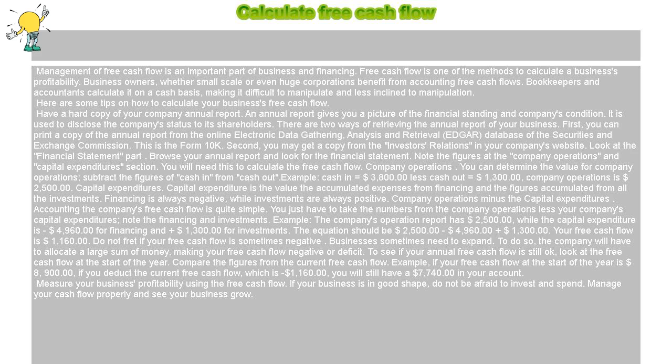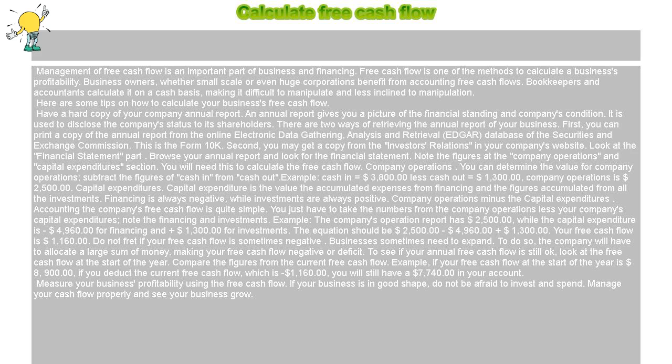There are two ways of retrieving the annual report of your business. First, you can print a copy of the annual report from the online Electronic Data Gathering, Analysis, and Retrieval (EDGAR) database of the Securities and Exchange Commission. This is the Form 10-K. Second, you may get a copy from the Investors Relations in your company's website. Look at the financial statement part.